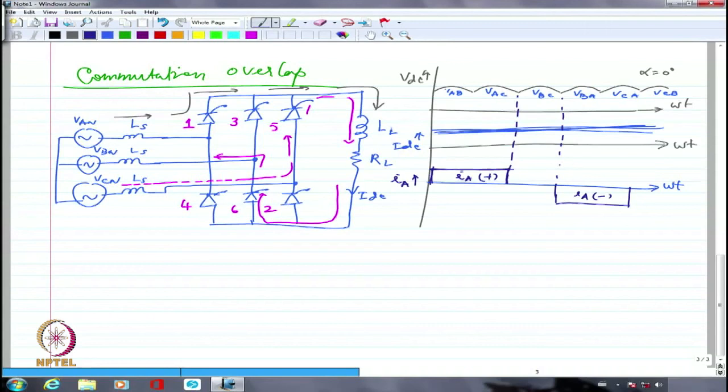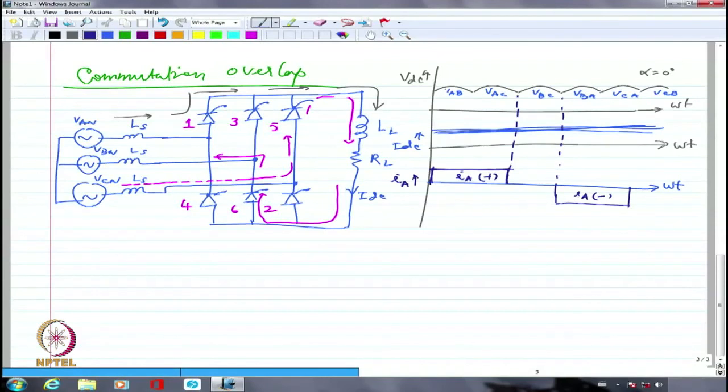Right. But this is all well and good if I am talking about abrupt rise in the current. Please note, I have shown as though the current is having an abrupt rise. But that abrupt rise is not going to be possible if I am having some source inductance.